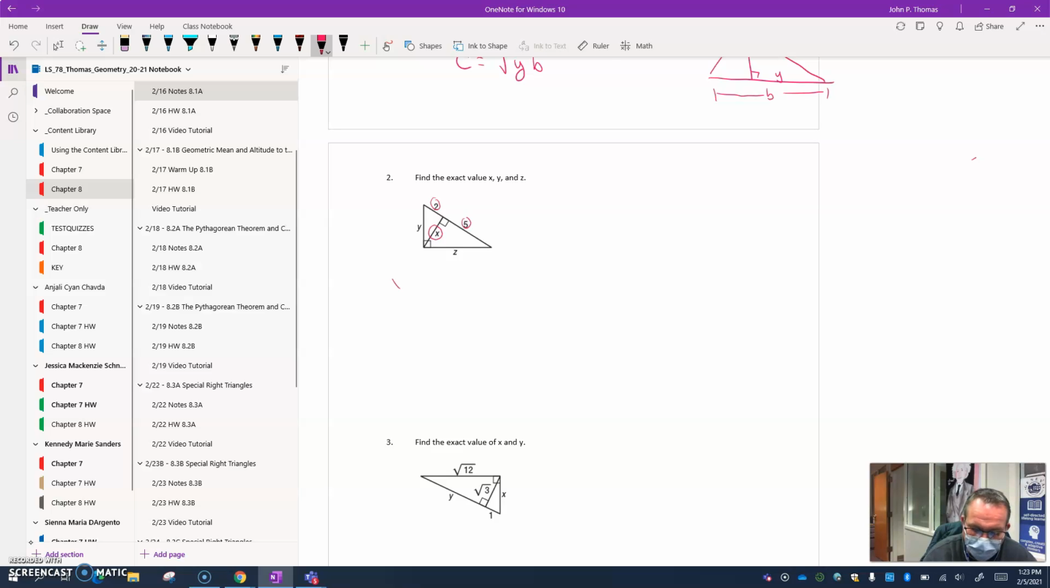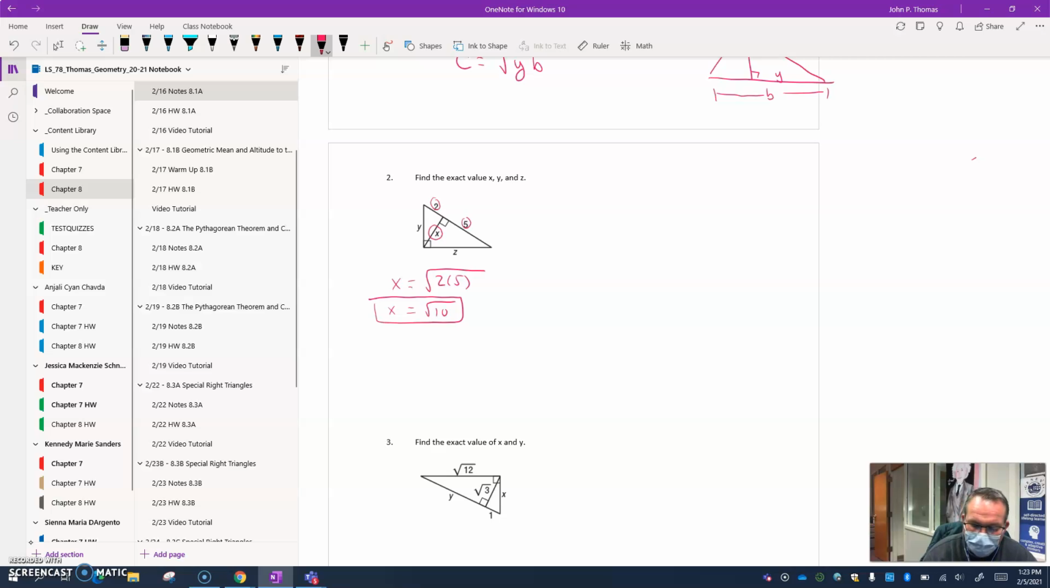So if I want to find x, I can say x equals the square root of 2 times 5. All right, 2 times 5 is 10, and root 10 does not simplify. So at that point, we have that piece done.